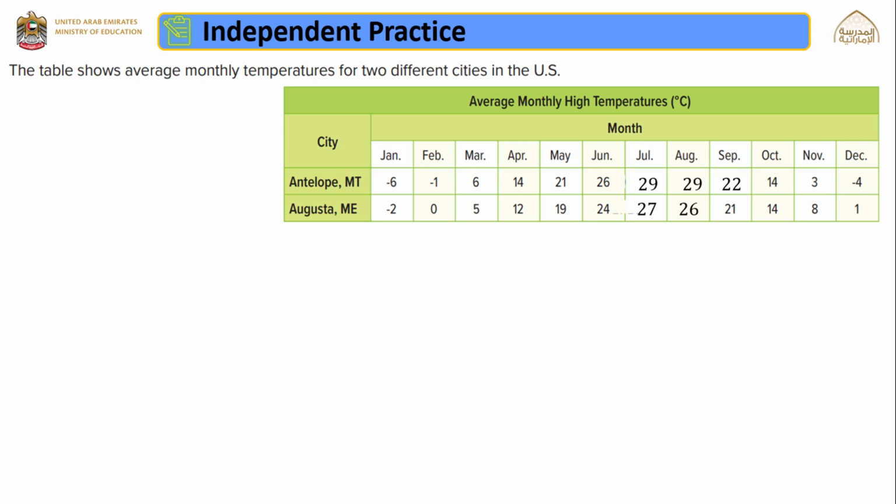Independent facts. The table shows average monthly temperatures for two different cities in the United States: Antelope, Montana, and Augusta, Maine. A. Which city has a greater range of temperature? The range is the difference between the highest value and the smallest value.